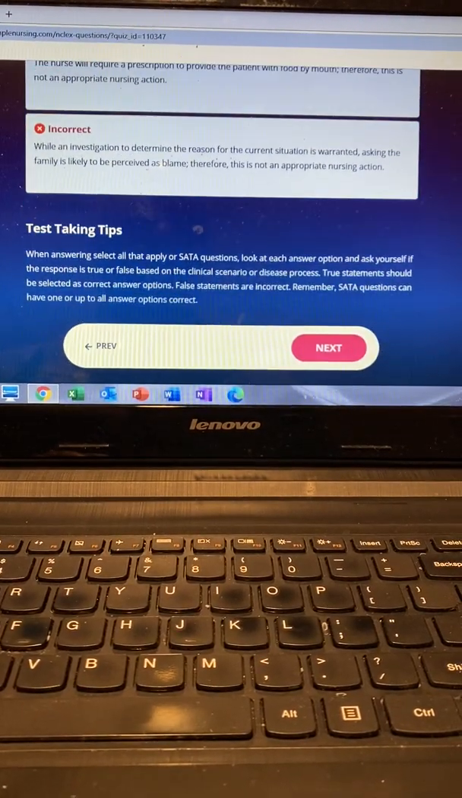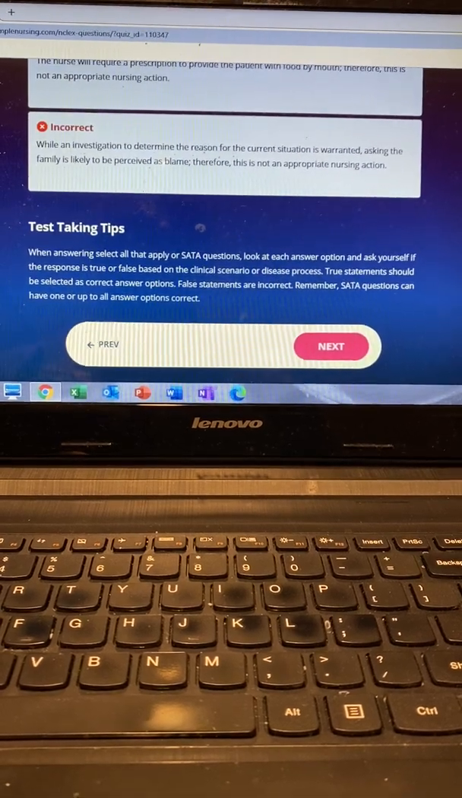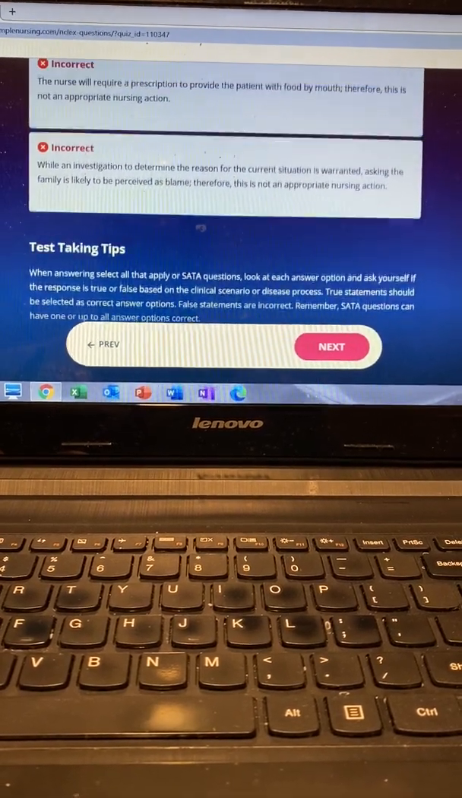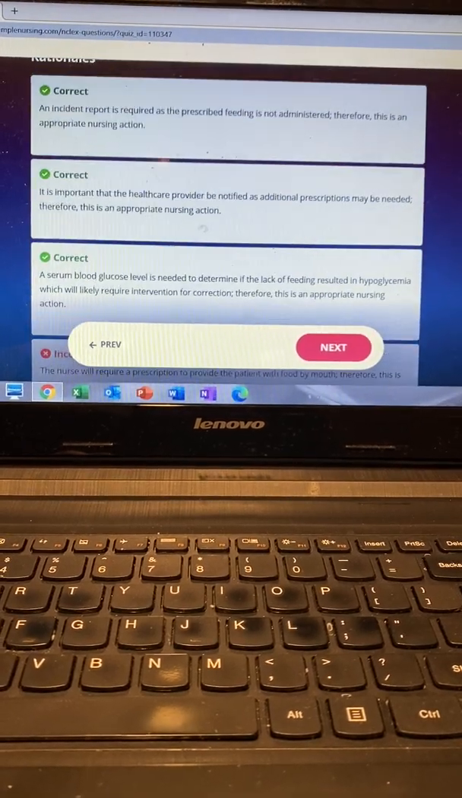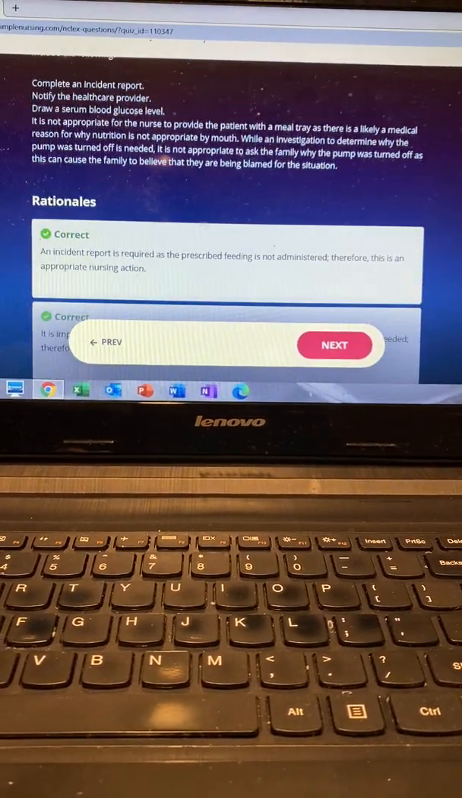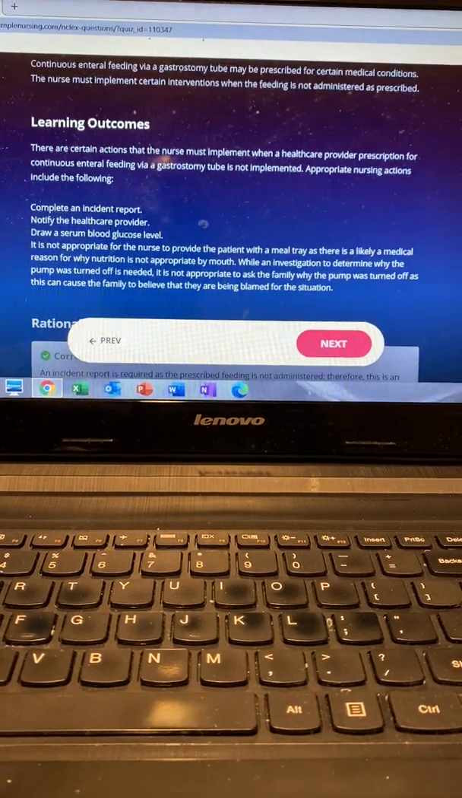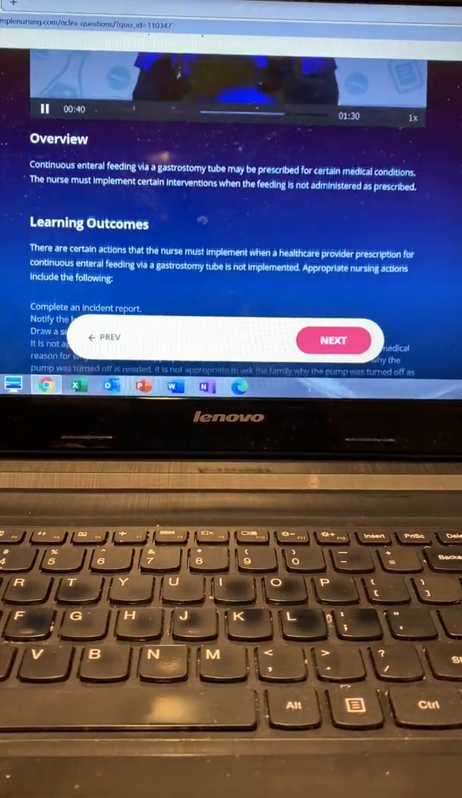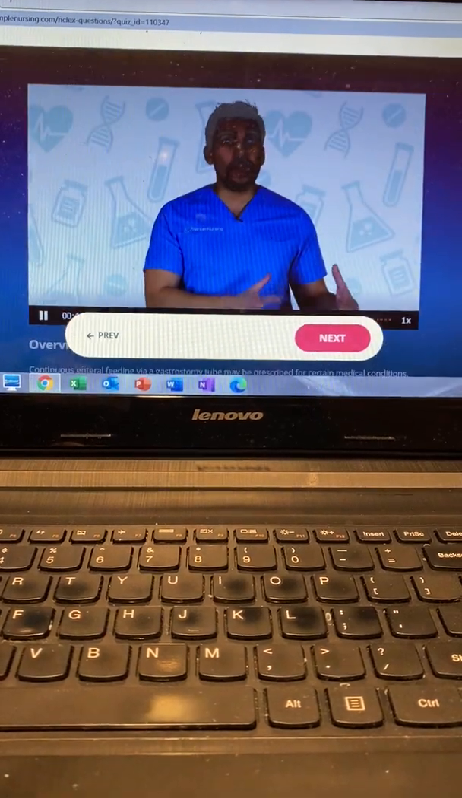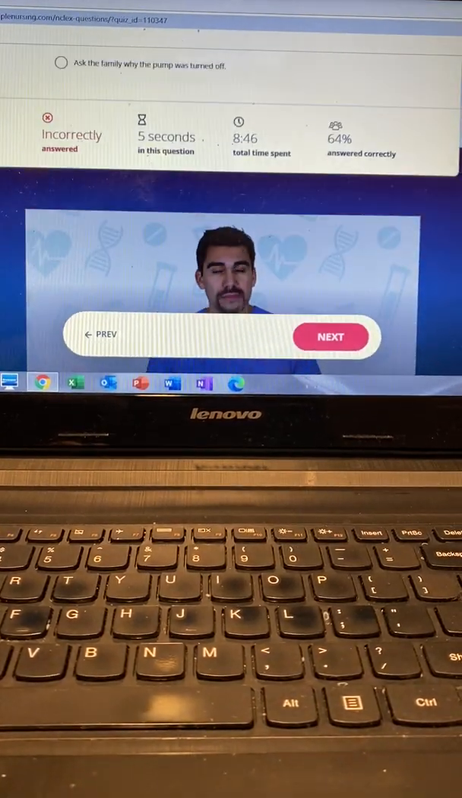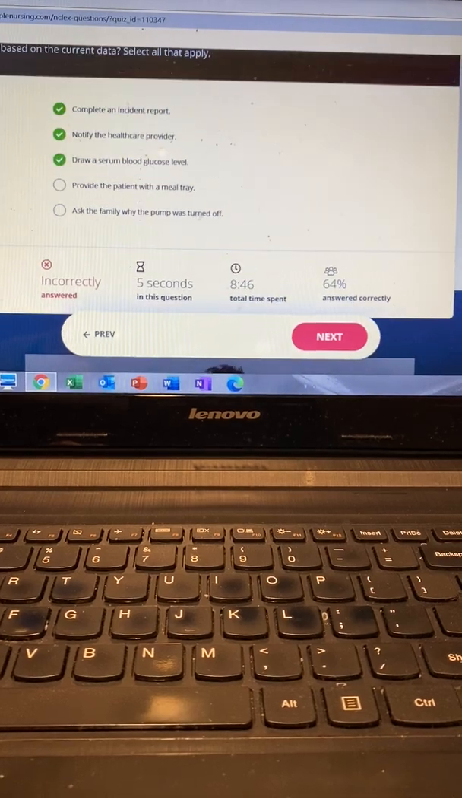So option number 1 is correct here. Guys, when an order is not administered, we have to fill out an incident report for any mistake on the nursing floor. Now option 2 and 3 are also correct. We have to notify the HCP since the additional prescription or orders may be needed since the feeding that was ordered wasn't given. And option number 3, we always assess.